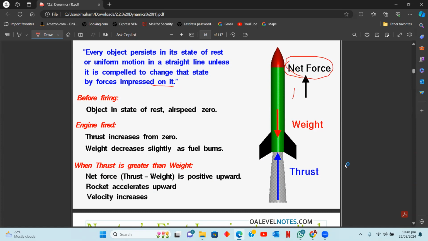Initially, what was happening? Weight and thrust were balanced. But as the fuel started to burn, weight dropped, thrust increased, and net force increased. Now, because you have a resultant force, the object will automatically move upwards. Thrust minus weight is your net force, positive upward. The rocket accelerates upwards, velocity increases. Got it? Okay. Yes. The launch of a rocket is a perfect example of Newton's first law, or how resultant forces can make objects move.